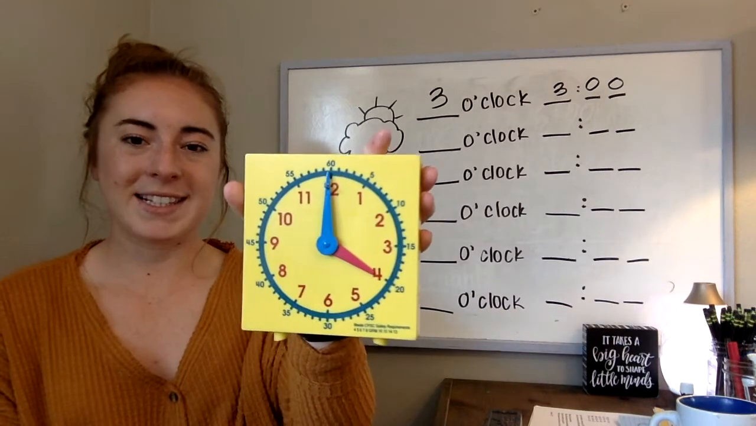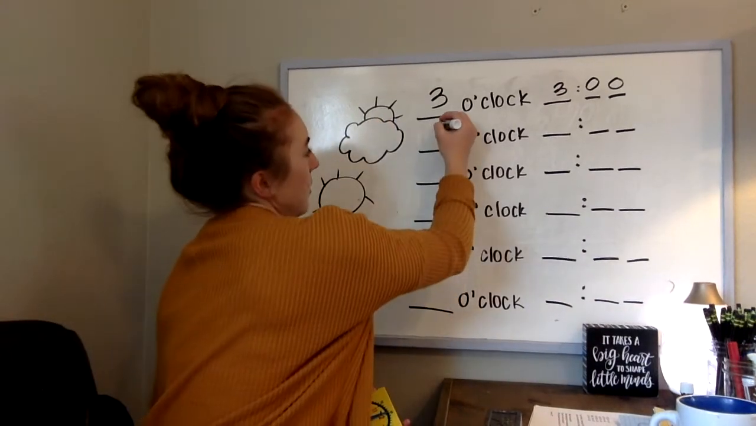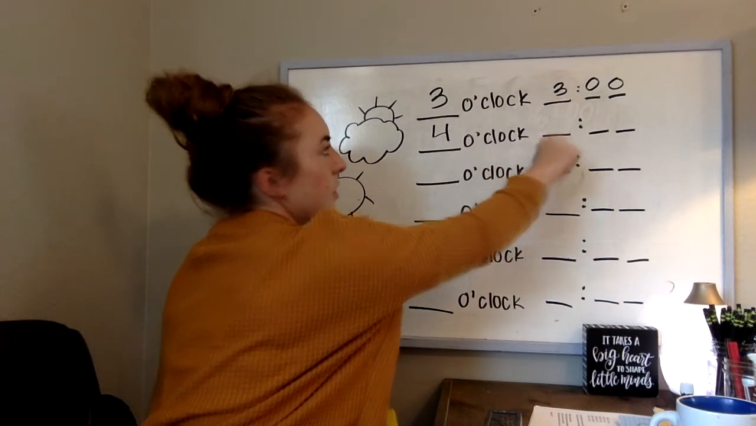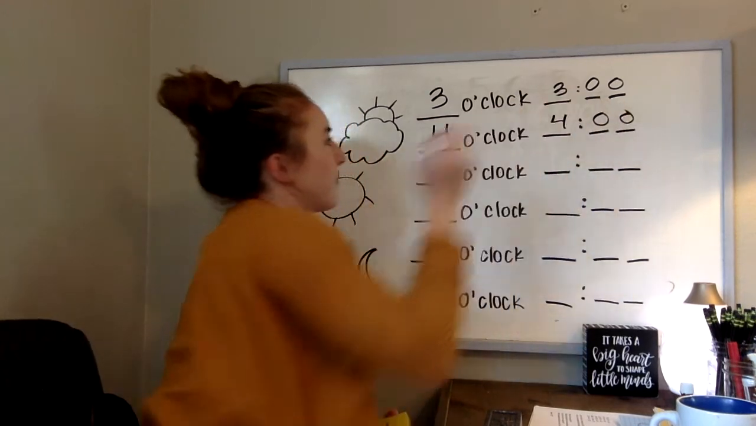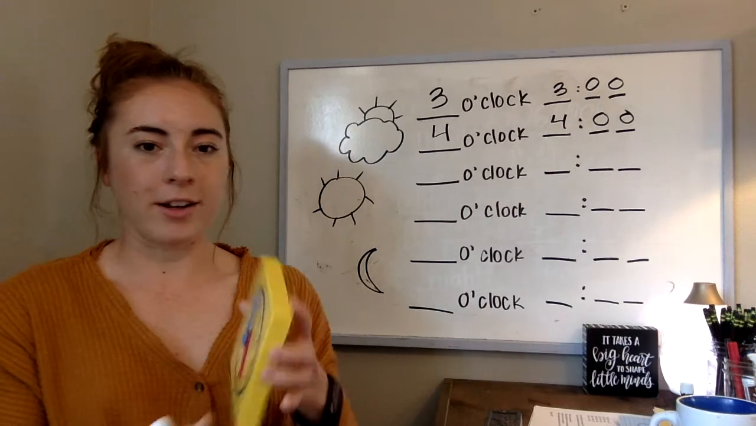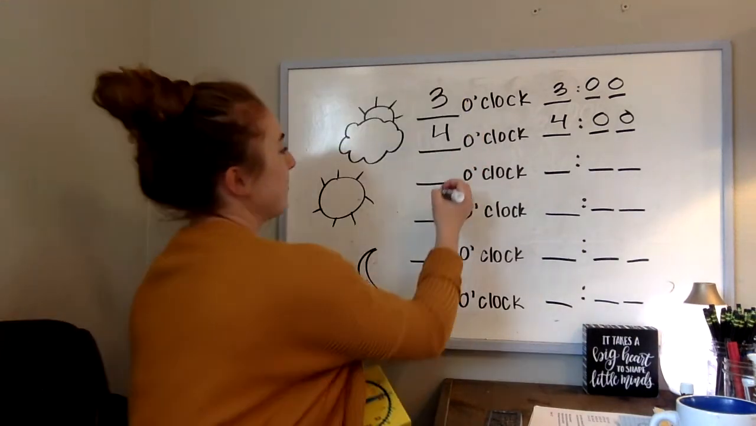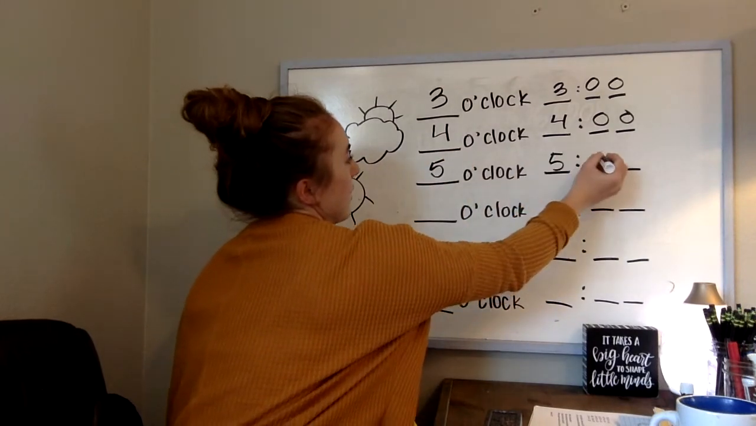What time is this? 4 o'clock. 4 o'clock. What goes here? 4, 0, 0. What time does my clock say now? 5 o'clock.